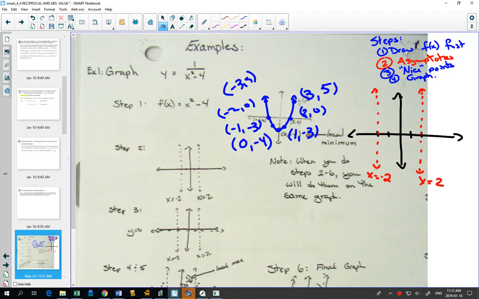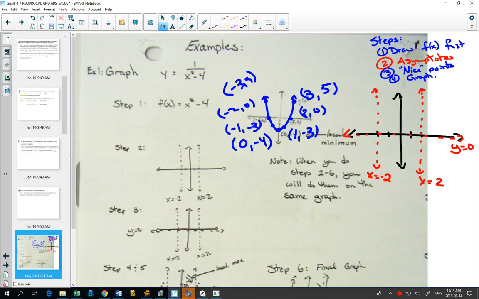Then, to decide whether our graph has a horizontal asymptote at y equals 0: do your y values get very, very big? Do they go to positive infinity or to negative infinity? Yes. Our original graph is a parabola, it goes up forever. So we will also add an asymptote at y equals 0. So in step 2, which I have in red there, asymptotes, do your vertical and horizontal asymptotes at the same time. Step 3, I just call it nice points.